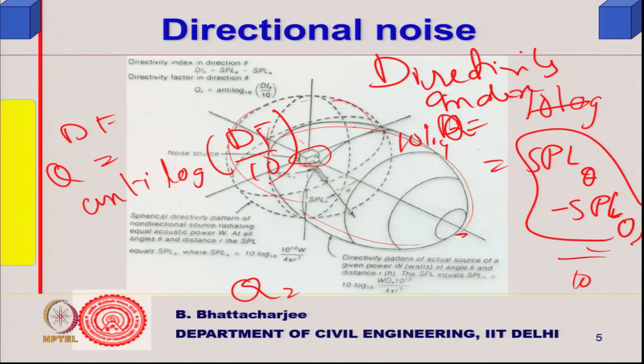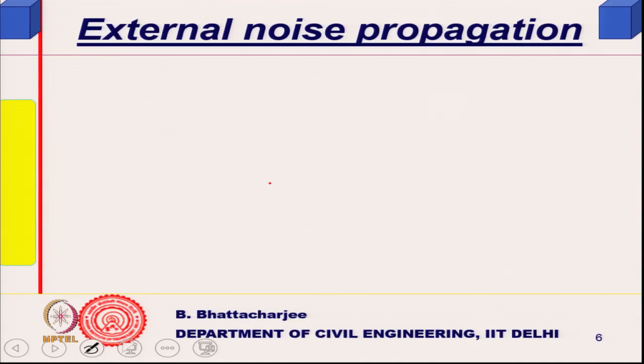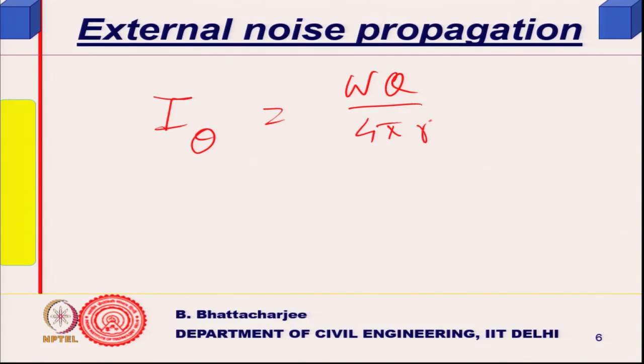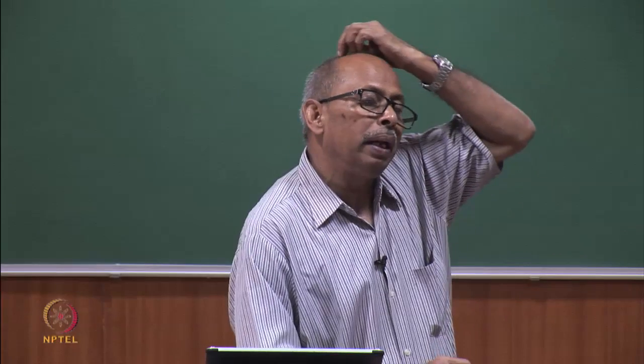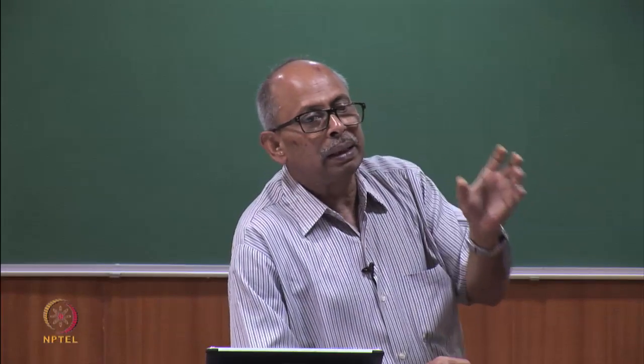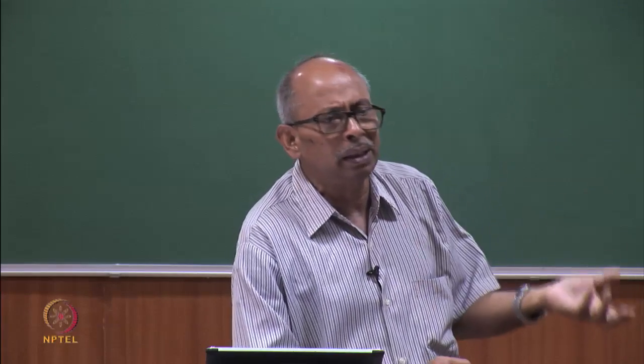So that is how we define directivity index, right. So let us make use of this somewhat. We said that intensity along any direction would therefore be equal to WQ divided by 4 pi r square. So if I know the power of the source and the directivity, for machines this is known. In fact, they test it in what are called anechoic chambers. They test which direction, how much is the intensity.